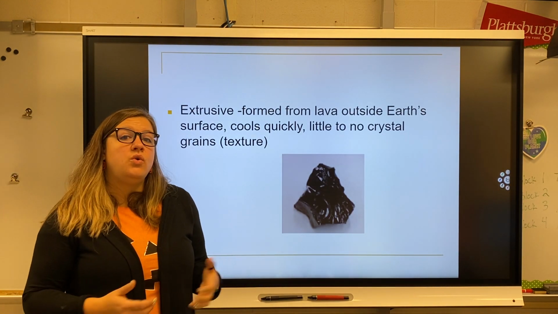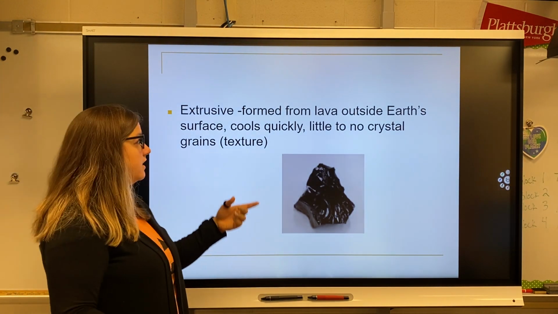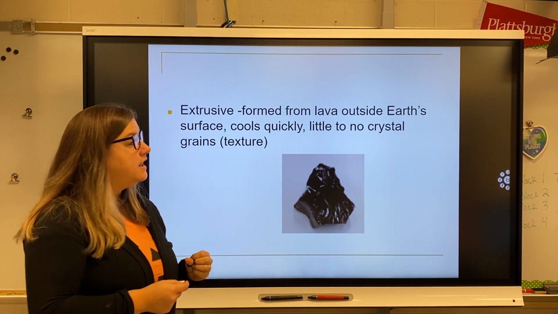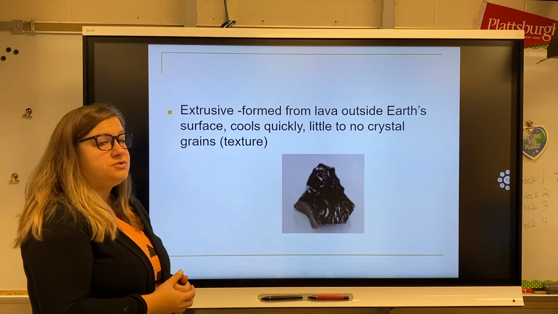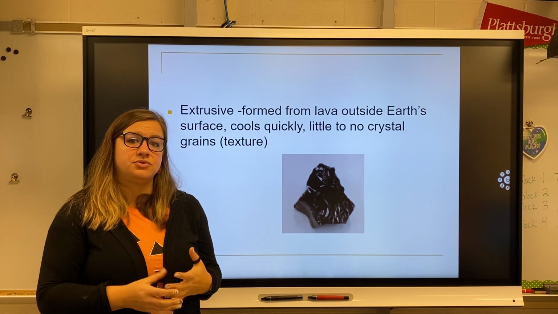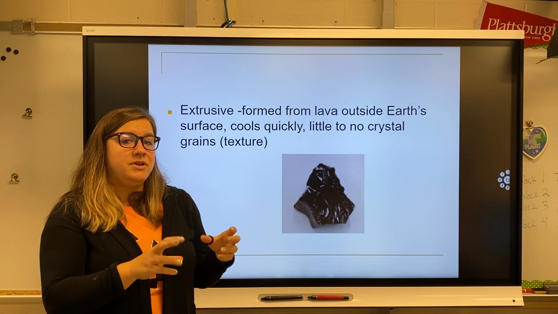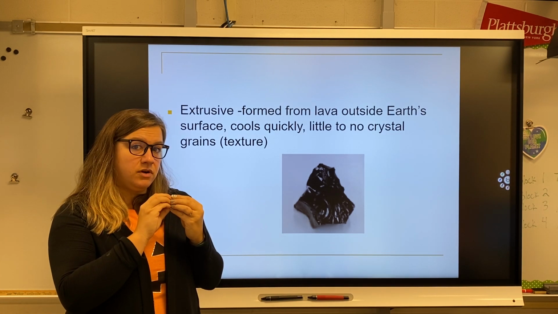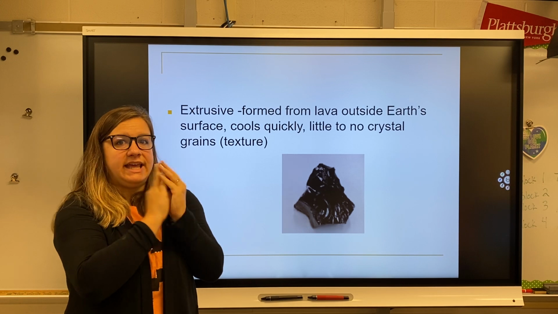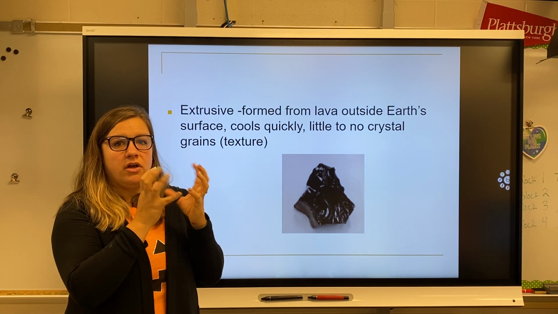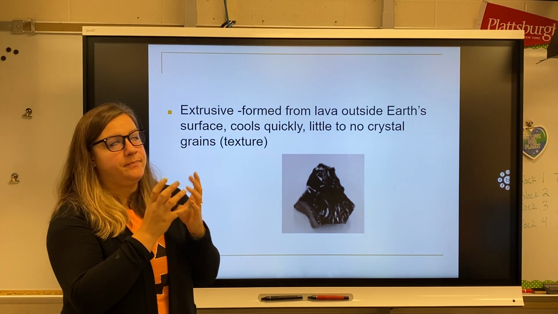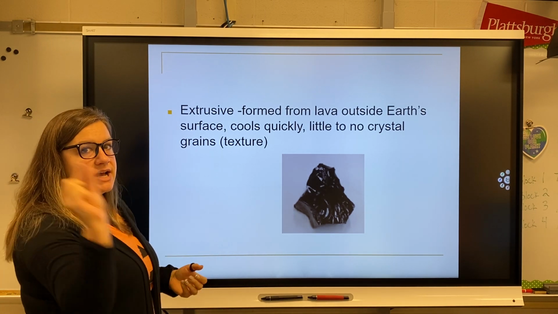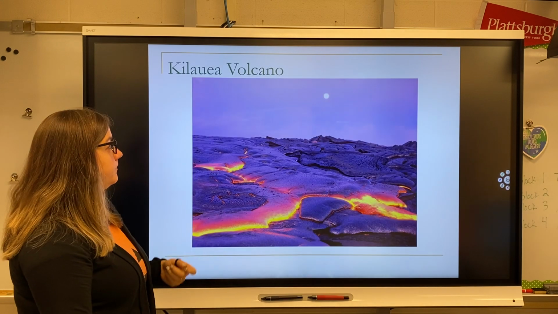Extrusive means it cooled on the exterior of the earth. It formed from lava outside of Earth's surface. It cools very quickly and has little to no crystal structure because it didn't have time for those crystals to form. When it solidified, all of those little itty bitty crystals that were starting to form couldn't get together. So it just cooled all in one big block, basically. Okay, so extrusive cools on the exterior of the earth, teeny tiny crystals.